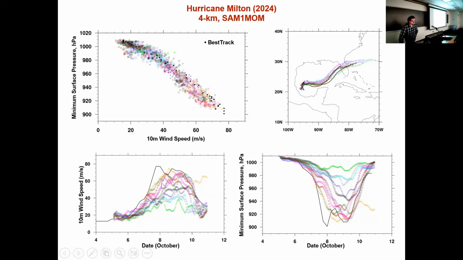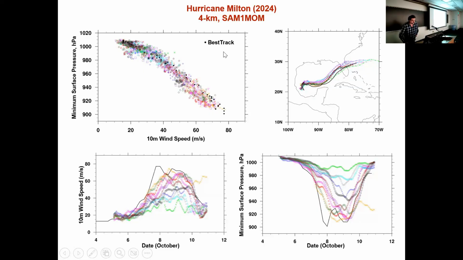And so you see that these are different members, or ensemble members. So you see that it depends how you initialize it. And this is pressure. So the model does not reproduce this intensification very well.